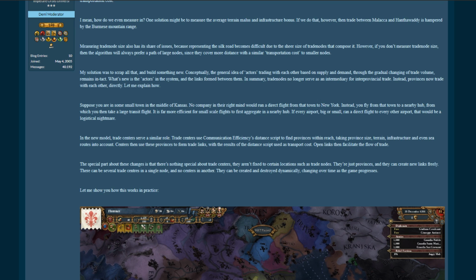The special part about these changes is there is nothing special about trade centers. They aren't fixed to certain locations, such as trade nodes. They're just provinces and they can create new links freely. There can be several trade centers in a single node and no centers in another. They can be created and destroyed dynamically, changing over time as the game progresses. Let's show you how it works in practice.